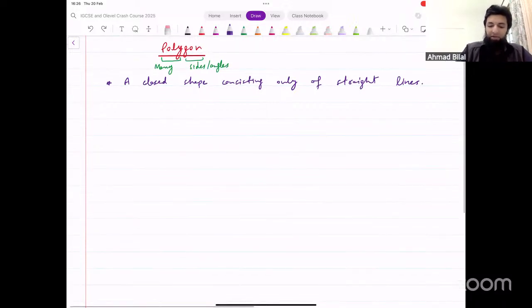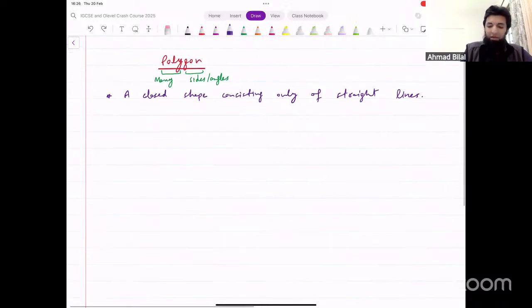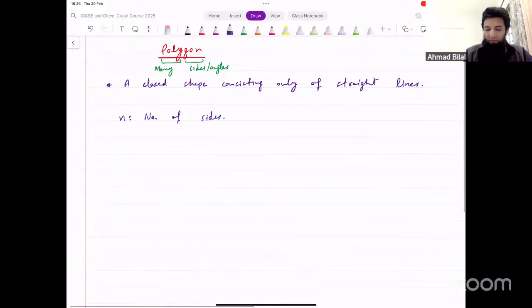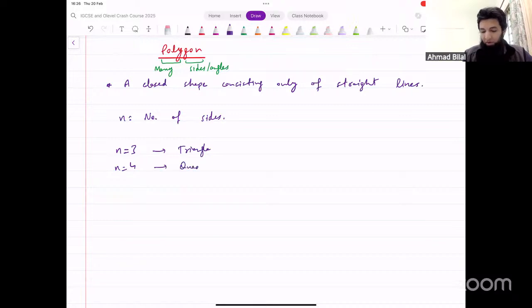Now, the number of sides that we have in a polygon, we often refer to that by n, okay? So the number of sides is often referred to by the letter n. So n is going to refer to the number of sides. Now, if you have a polygon that has three sides, what do we call that? We call that a triangle. Okay, if we have n equal to 4, we call that a quadrilateral.